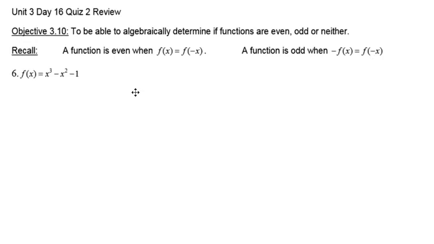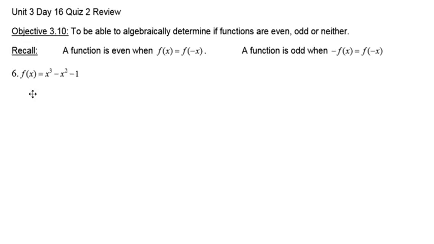So again, we do our test with our original function. We take the opposite of the inputs and see what results. We take the opposite of the entire function and see what results. And if either of these two statements are true, we could classify it as even or odd. If neither of them are true, it would be a neither even or odd function.